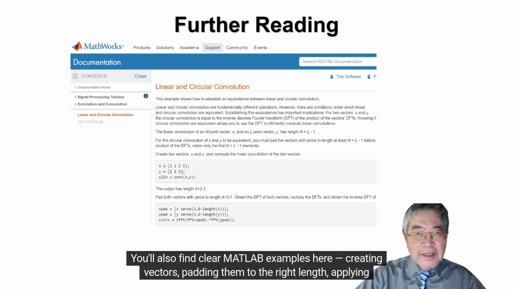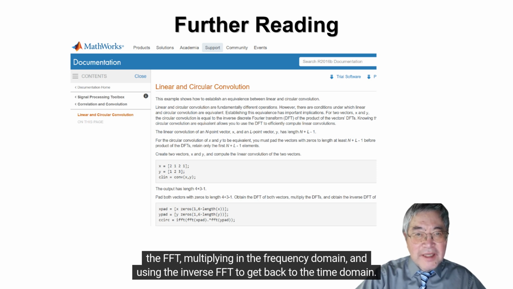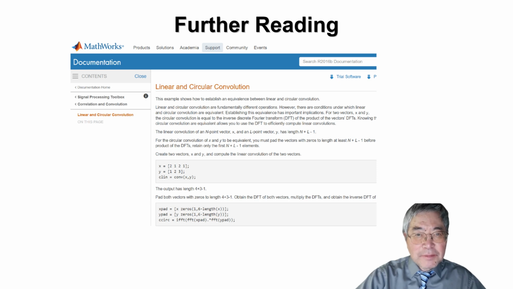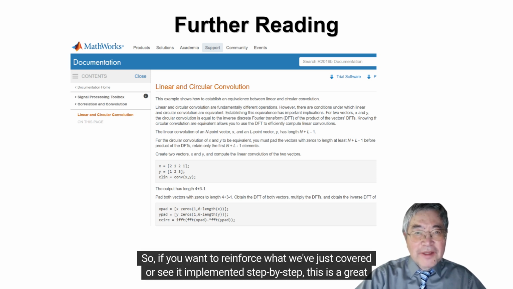Creating vectors, padding them to the right length, applying the FFT, multiplying in the frequency domain, and using the inverse FFT to get back to the time domain. So if you want to reinforce what we've just covered or see it implemented step by step, this is a great place to start.